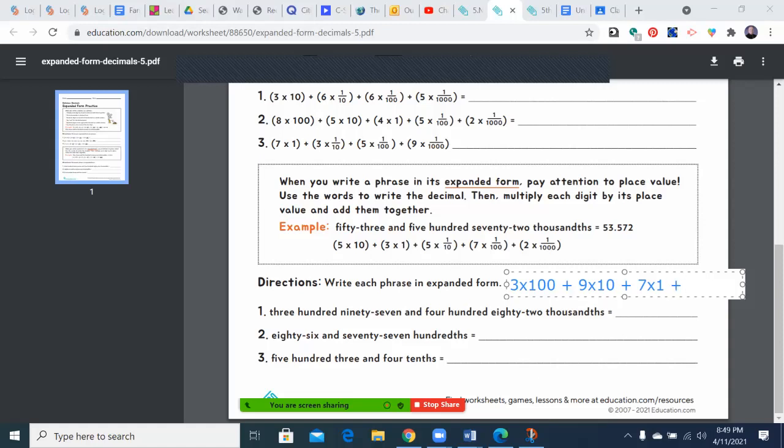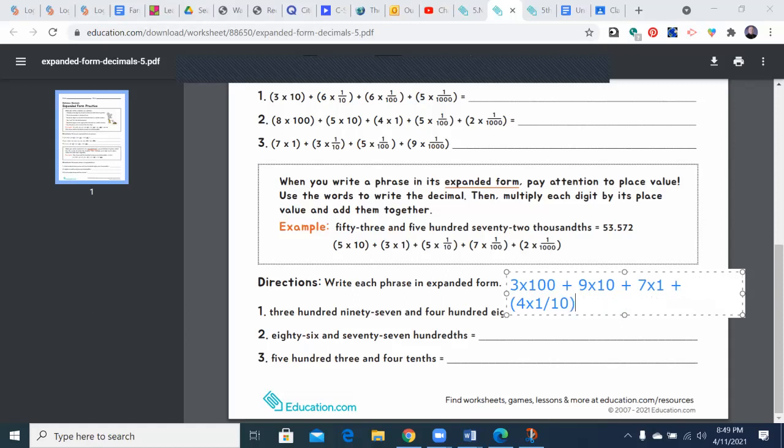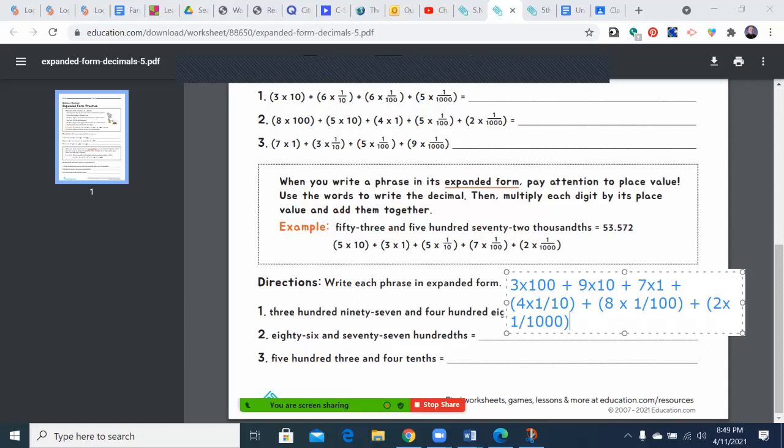So now we have 482 thousandths. So it's a 4 in the tenths place. Plus 8 times 1 over 100, because it's in the hundredths place. Plus 2 times 1 over 1,000. And that's it. That's all you have to do is expand it out.